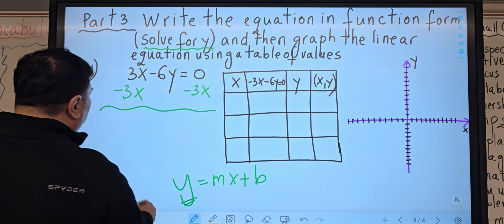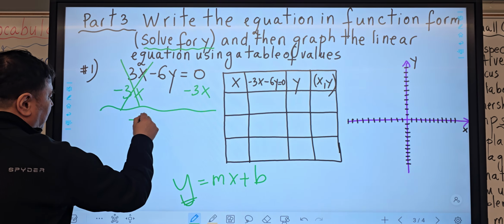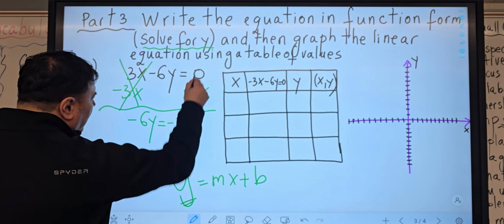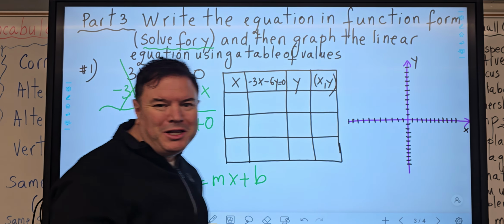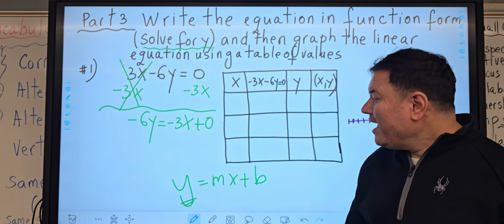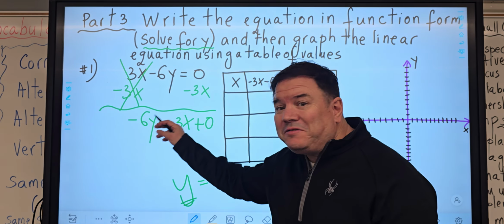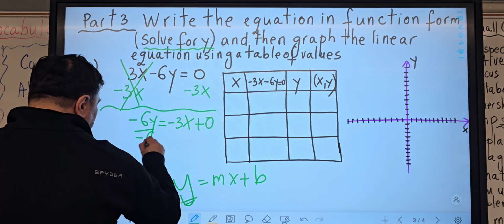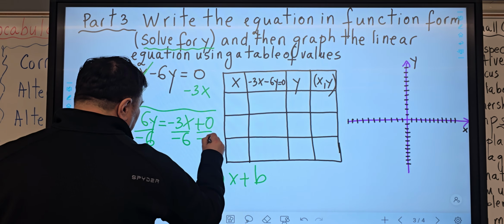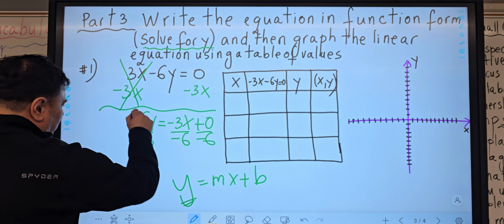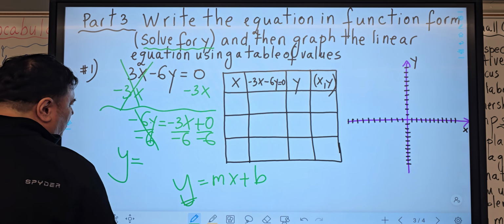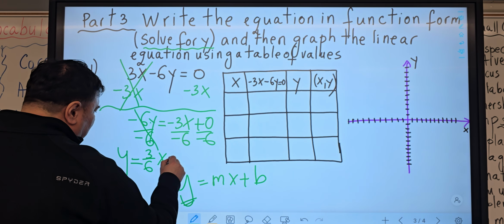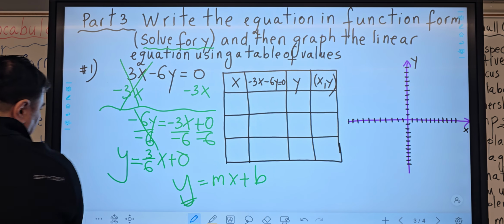So if we subtract 3x on both sides, this will cancel. So we have -6y equals -3x, and plus 0. But 0 doesn't really count because it's just a 0. And finally, we have to divide both sides by -6 in order for us to get the y by itself, right? So let's divide both sides by -6. Negative divided by negative becomes positive. Y is now by itself, equals negative divided by negative becomes positive 3 over 6 x, and then 0 divided by a number is 0.